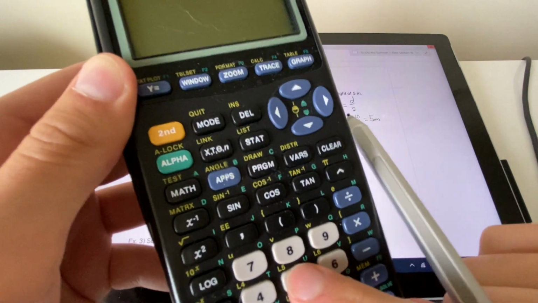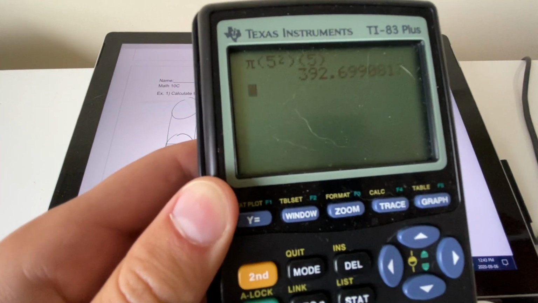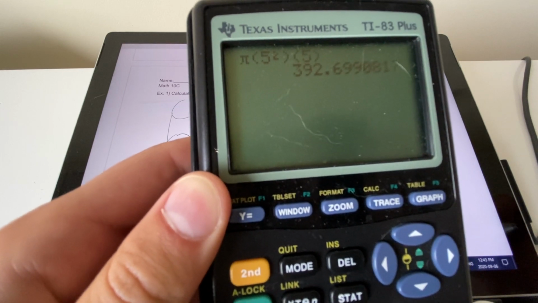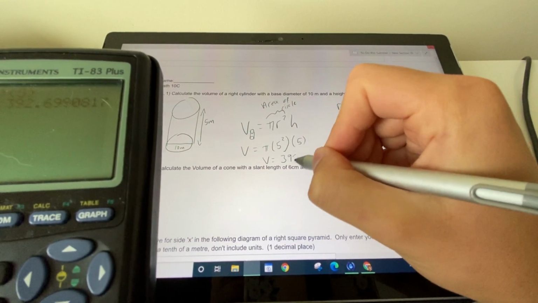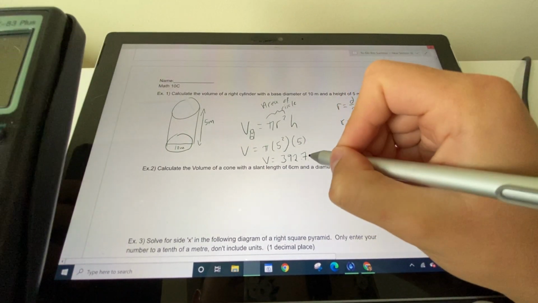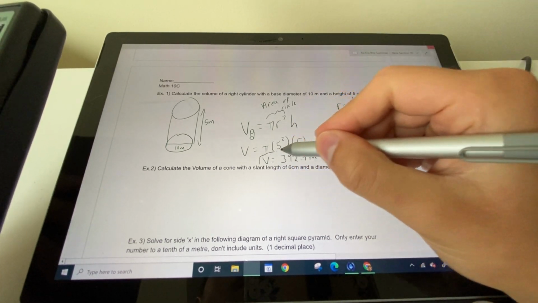Anytime I'm multiplying numbers, I want to bracket the whole thing. So pi times 5 squared times 5 is 392.7. I'm going to round it to a tenth. So 392.7, and that's meters. And remember, this is volume, so this is cubed.